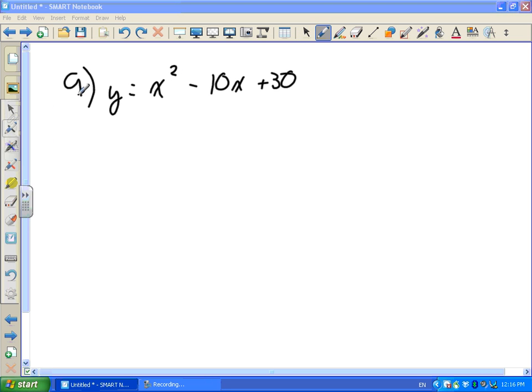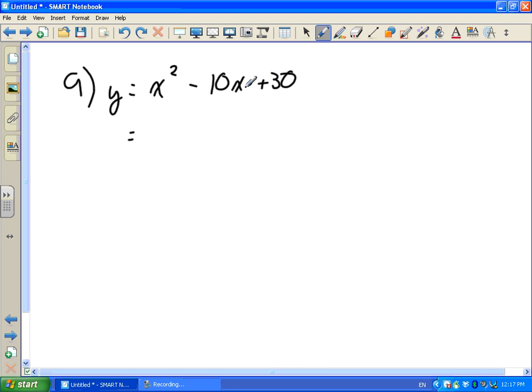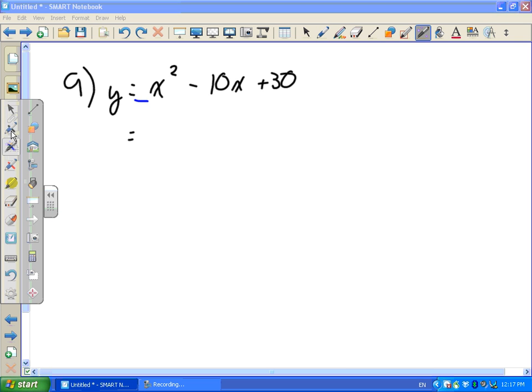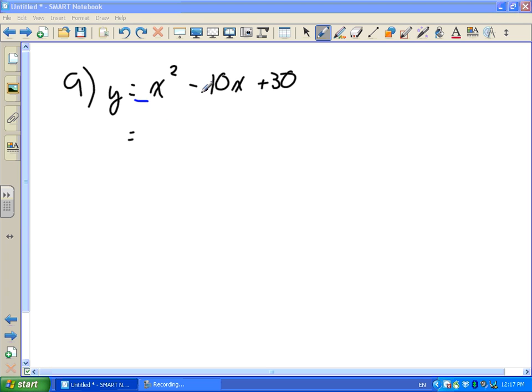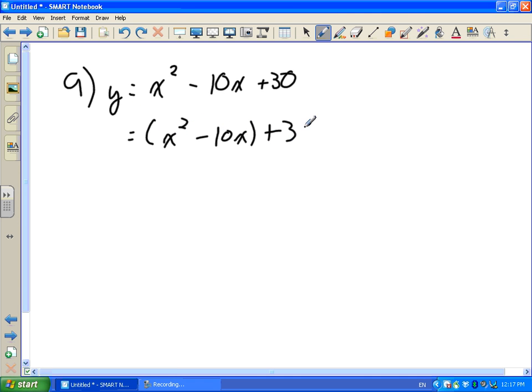Question 9 from the quiz says, express the following function in vertex form. In other words, you need to complete the square. The very first step to completing the square was we divide the first two terms by a. Since a is 1, it doesn't change anything. So we're left with x squared minus 10x plus 30.